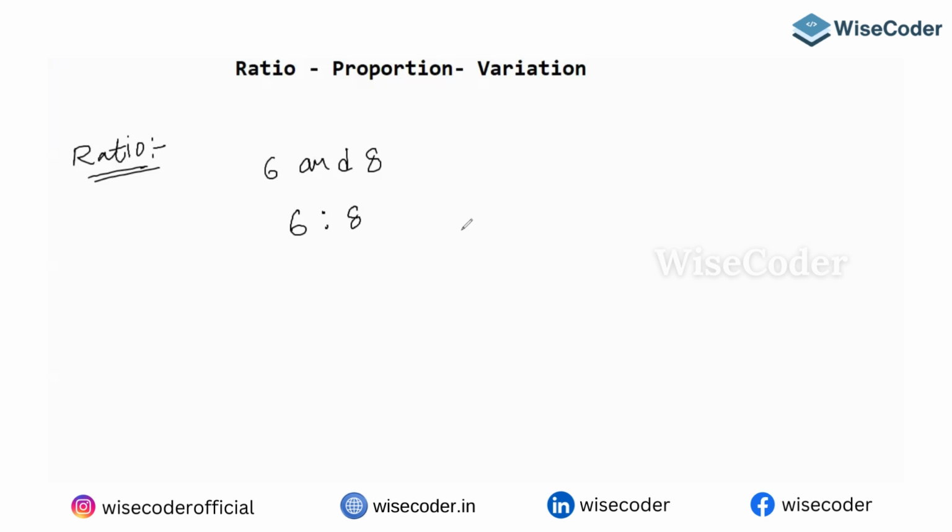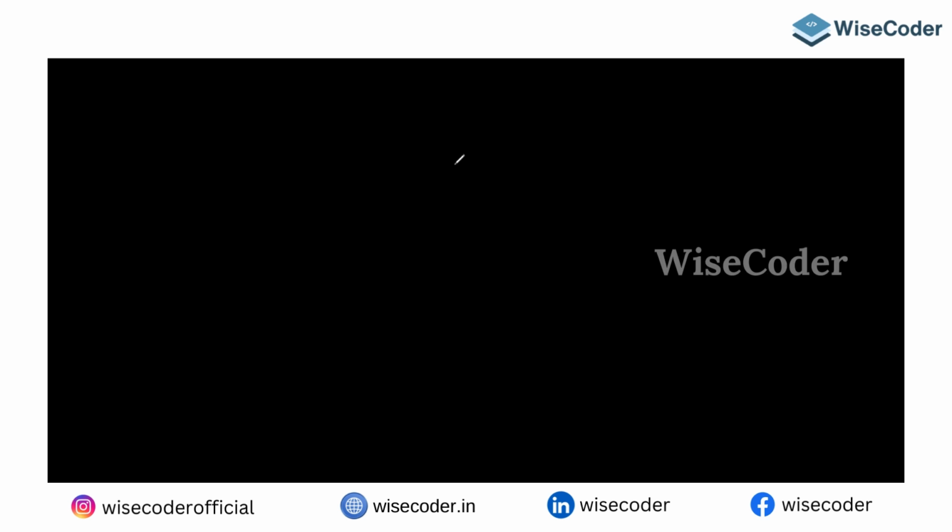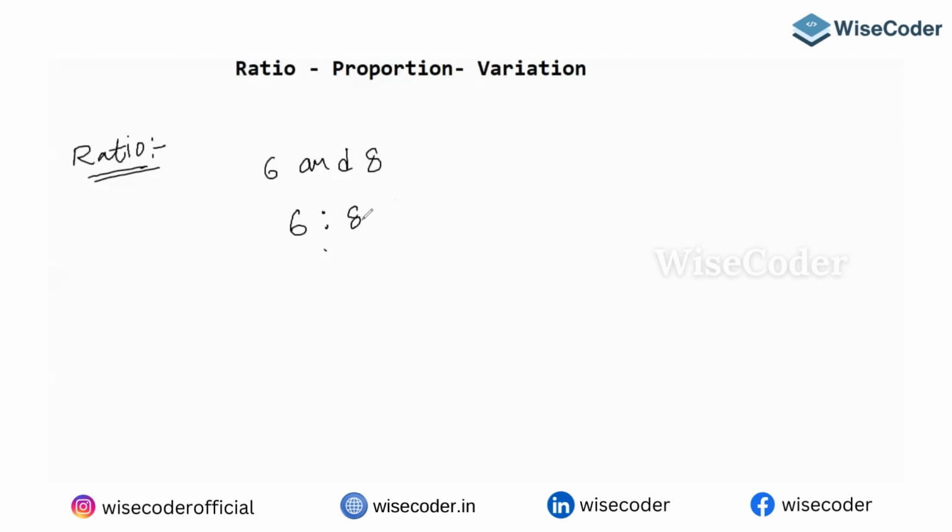Ratio is the relation which one quantity bears to another of the same kind. Guys, you need to understand here, ratio is comparison between the same kind of quantities. The comparison is made by considering what multiple or parts one quantity is of the other. How much multiple is there?